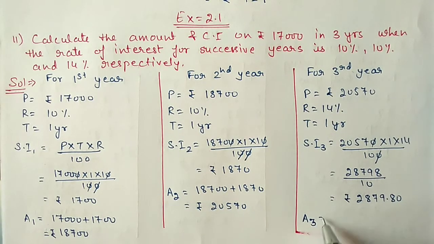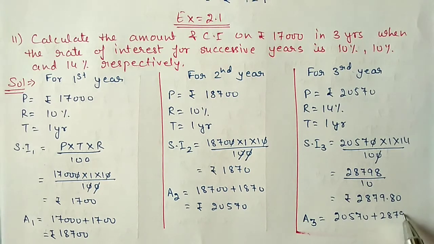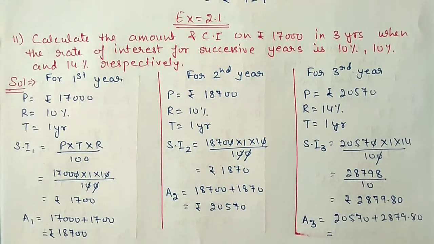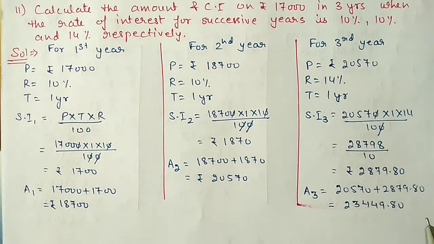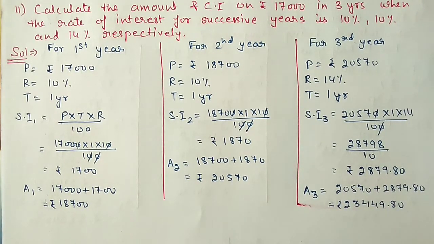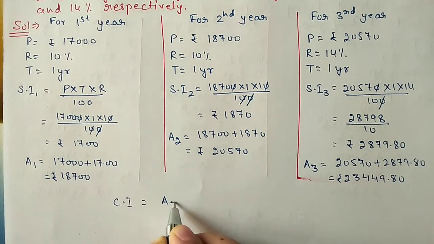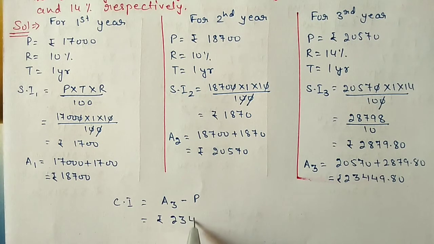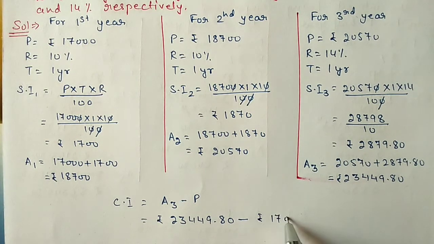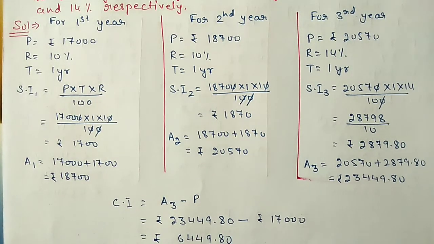So amount by the end of the third year will be 20,570 plus 2,879 rupees 80 paise, which is equal to 23,449 rupees 80 paise. Here we have to calculate compound interest also. So compound interest is equal to final amount minus initial principal. Final amount is 23,449 rupees 80 paise. Initial principal was 17,000 rupees and after subtraction we will get 6,449 rupees 80 paise.